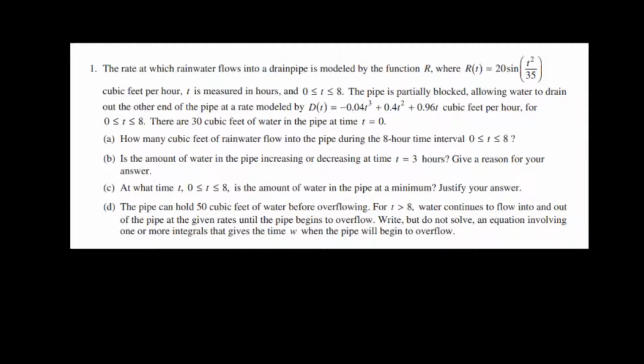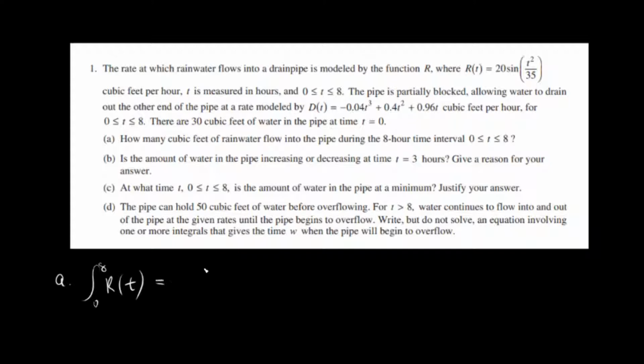Part A asks, how many cubic feet of rainwater flow into the pipe during the 8-hour time interval 0 to 8 inclusive? Because we are given the function r that models the rate at which rainwater is flowing into a drain pipe, in order to find how much rainwater flowed into the drain pipe, all we need to do is take the integral of r of t from the beginning time interval, 0, to the end time interval, 8.